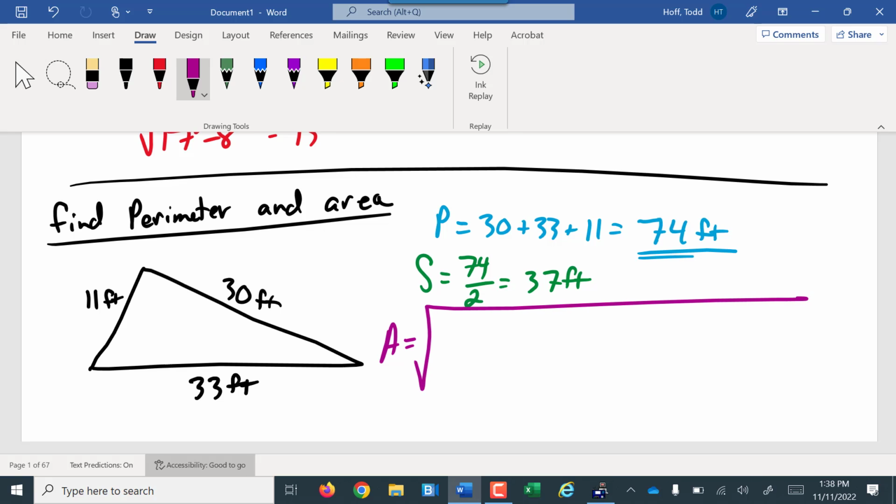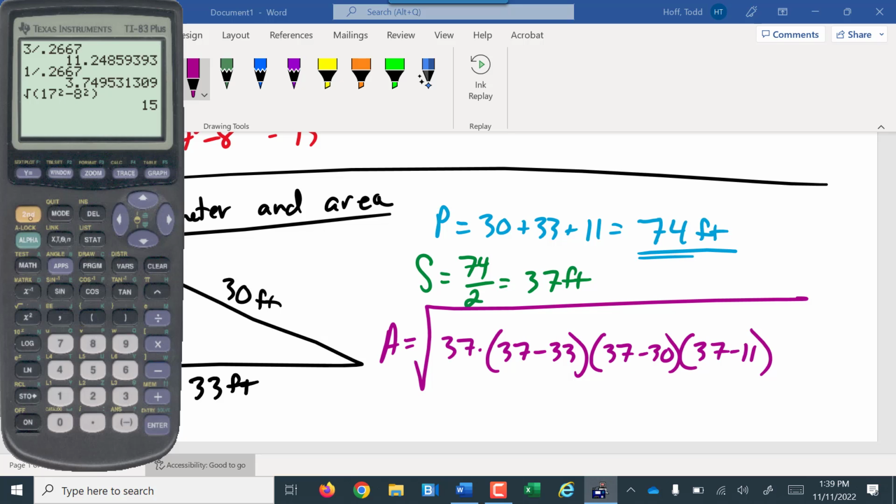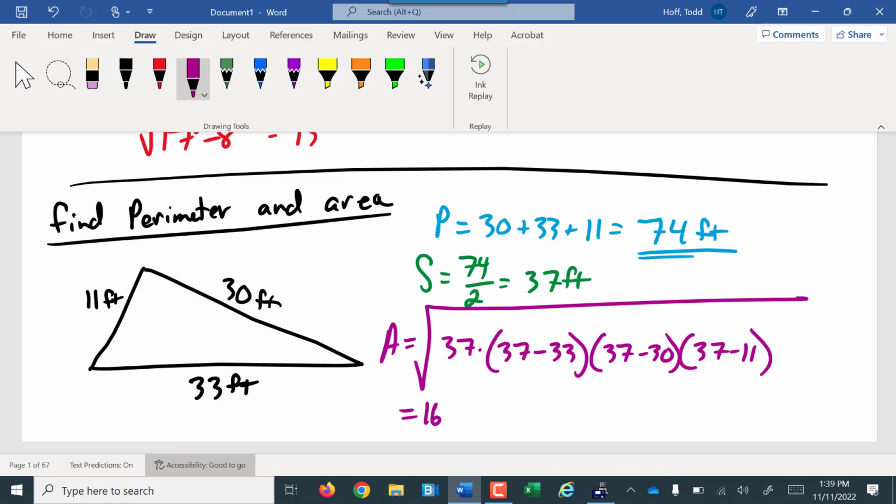And then to find the area, we do what? 37 times parentheses 37 minus 30 feet, parentheses times 37 minus 30, parentheses times 37 minus 11. Perfect. So if we're going to punch that in the calculator, second square root, 37 times 7 times 7 times 26. 164.12 is what we would get here. That's square feet of area.